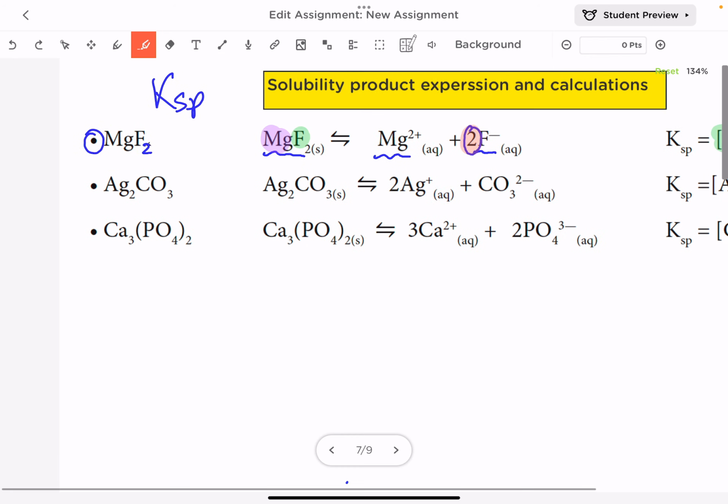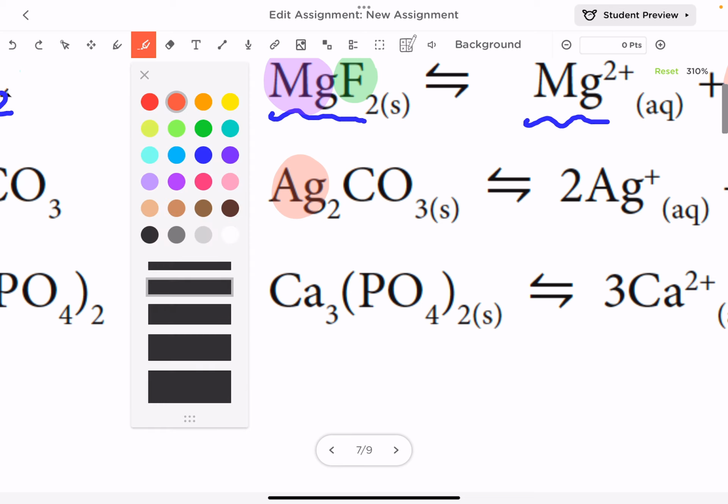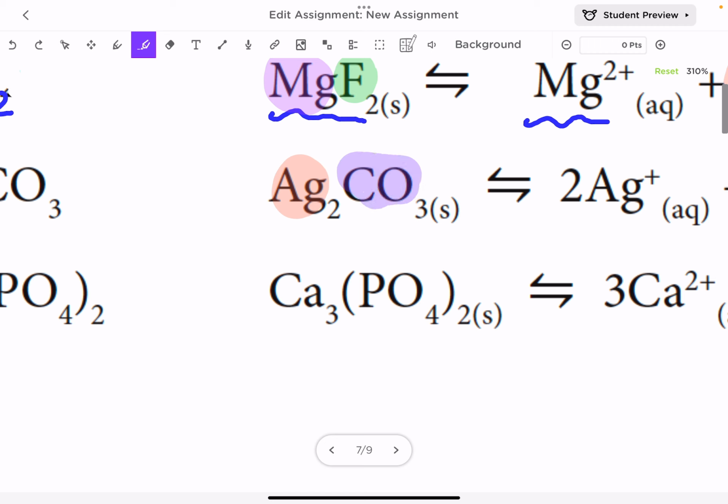Now let's take another example. Ag2CO3, silver carbonate. When we first identify, take this as a rule: identify first the metallic ion. Ag+ is a metal, so it makes a positive ion, and the rest would be all negative.